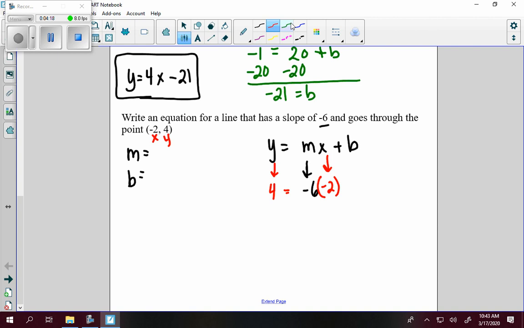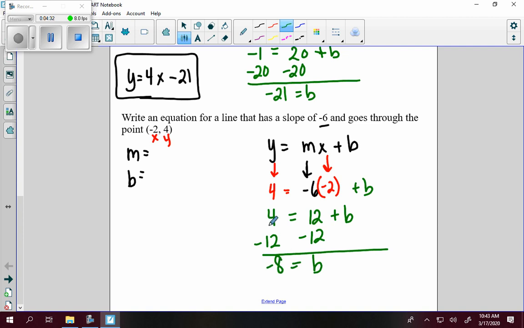And then I'm going to solve for b. So 4 equals, negative and a negative is a positive. And then I'm going to subtract 12 from each side to get b by itself. So now I have a b, which is negative 8. And oh no, I forgot to write what my m was. So I go back up here and it says slope is negative 6. And now I can write my equation. Y equals negative 6x minus 8. Ta-da!